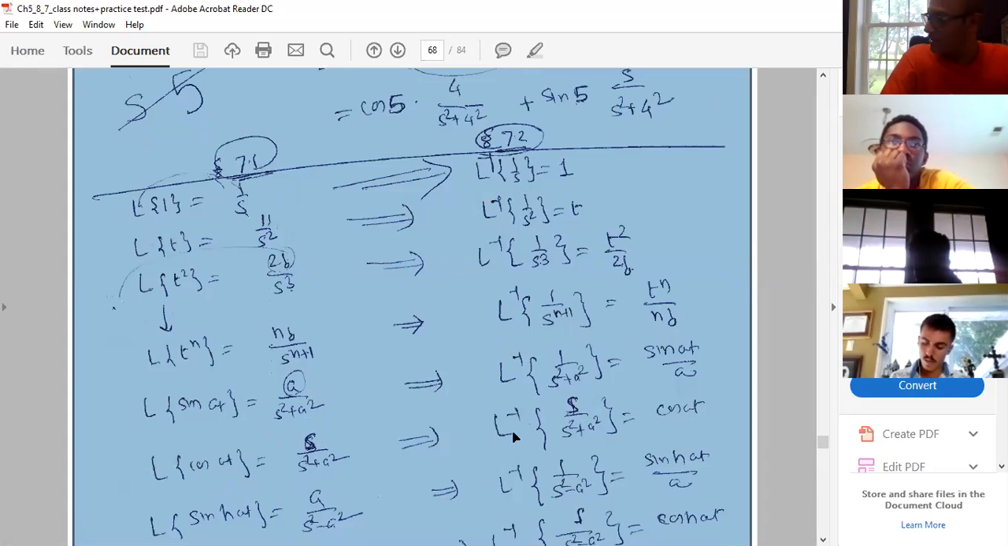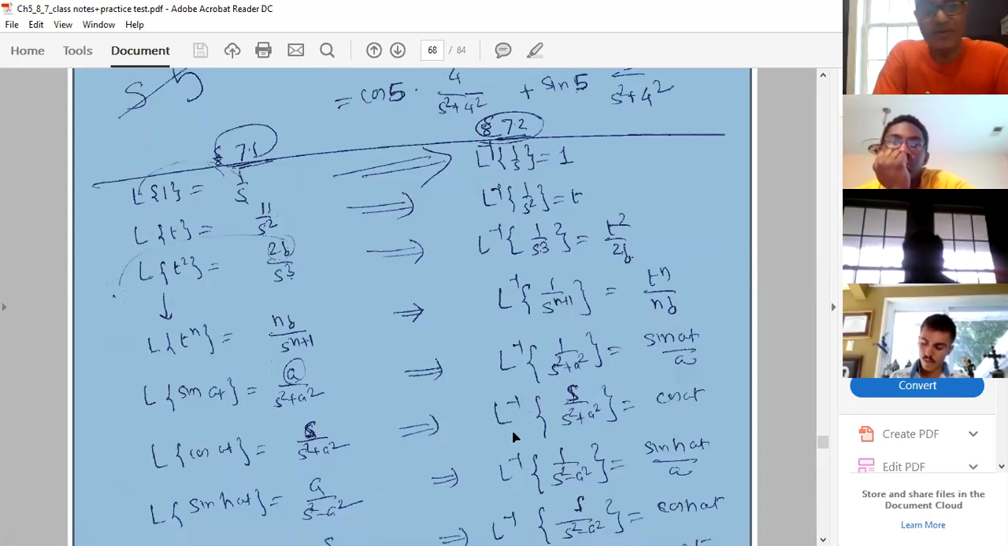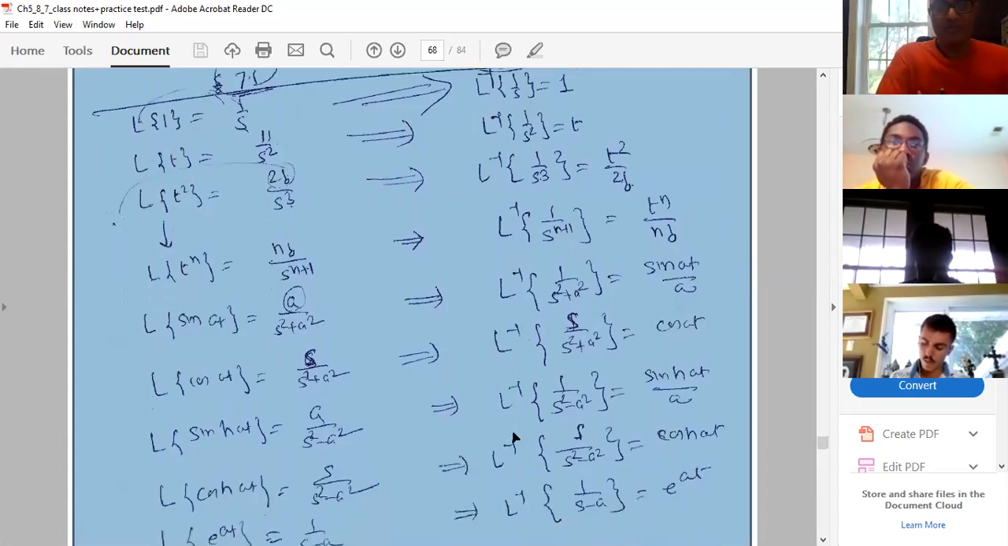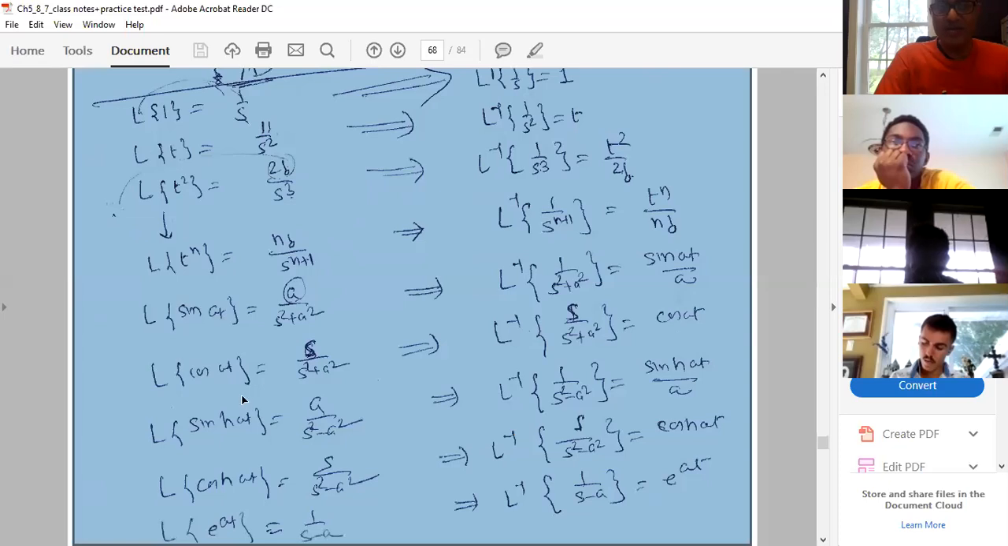Same here with the trig function and hyperbolic function too. So the Laplace transform of cosine at is s over s squared plus a squared, and the inverse of s over s squared plus a squared is cosine at, as I told you. Hyperbolic is just the sign difference, that's it, and otherwise it is the same as the trig. Cosine hyperbolic at is a sign difference, otherwise same as trig.